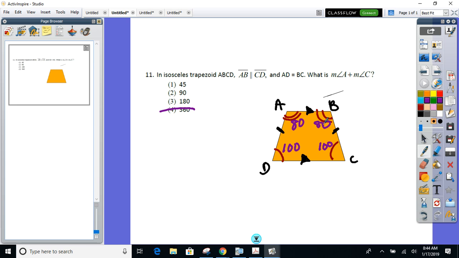So what do I know about angle A plus angle C? 180 degrees. Supplementary. Okay. So the best approach there is to just pick angles to plug in.